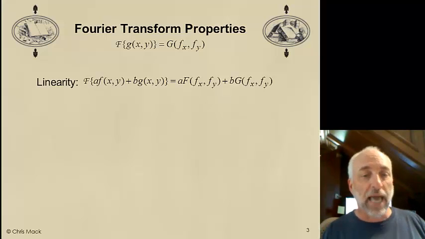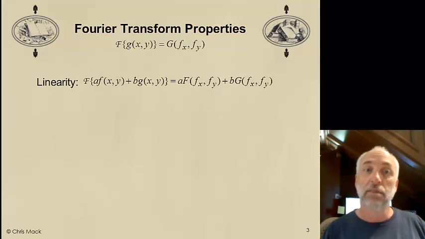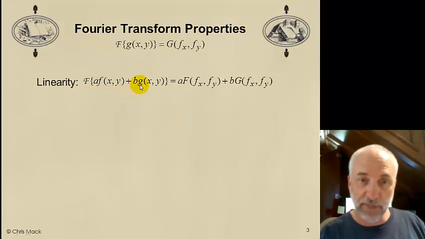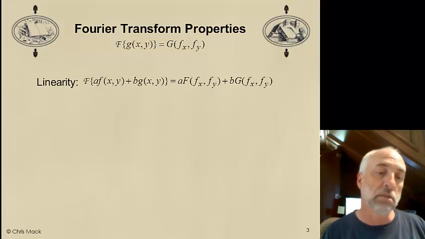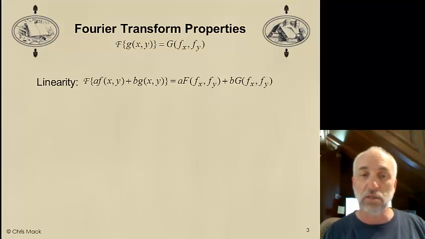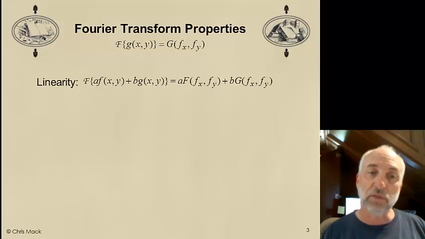So if I add two mask transmittance functions, for example, f and g being added together, multiplied by scalar constants, I can take the Fourier transform of that sum as the sum of the Fourier transforms. This allows us to use superposition to simplify and make some of our problems easier. If I know the diffraction pattern for a single space, I can use this superposition to determine the diffraction pattern for a pair of spaces, for example.